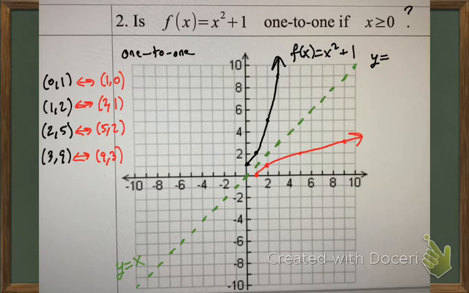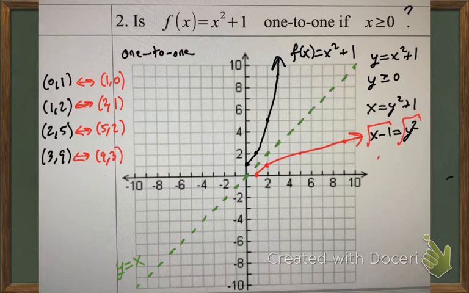Okay, so f of x equals x squared plus 1. That's the same thing as y equals x squared plus 1. Now, the x is going to be greater than or equal to 0, and we do have a restricted domain here. So we're going to follow what we did with those ordered pairs. We're going to switch the x and y. So now we have x is equal to y squared plus 1, and we're going to solve for the y. So we're going to subtract 1 from both sides, and then we're going to take the square root.